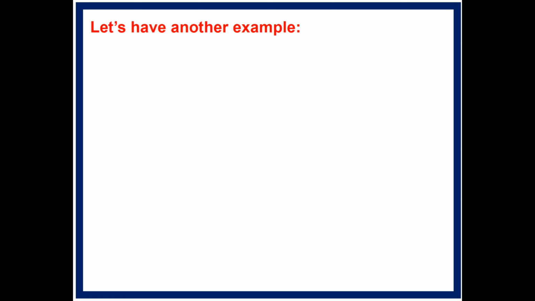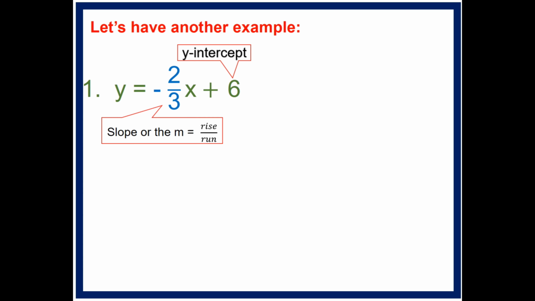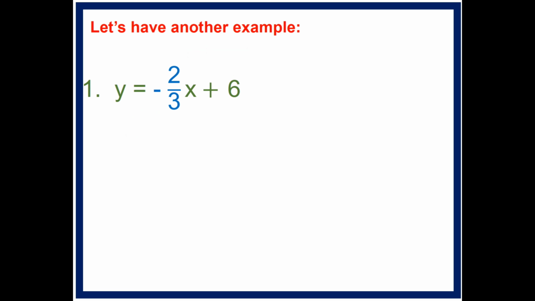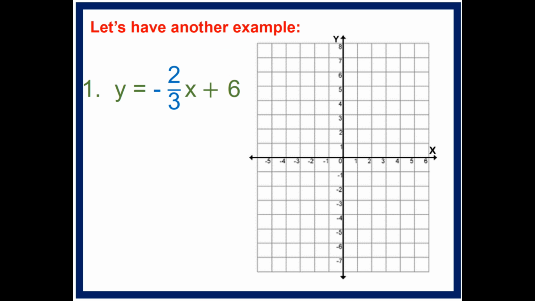Let's have another example. y equals -2/3x plus 6. Again, don't forget that 6 here is the y-intercept, and the -2/3 is our slope, or the m equals rise over run. Now let's graph this. How are we going to graph this?